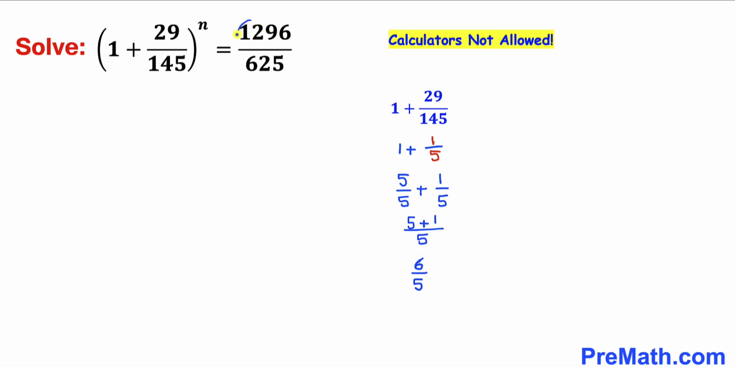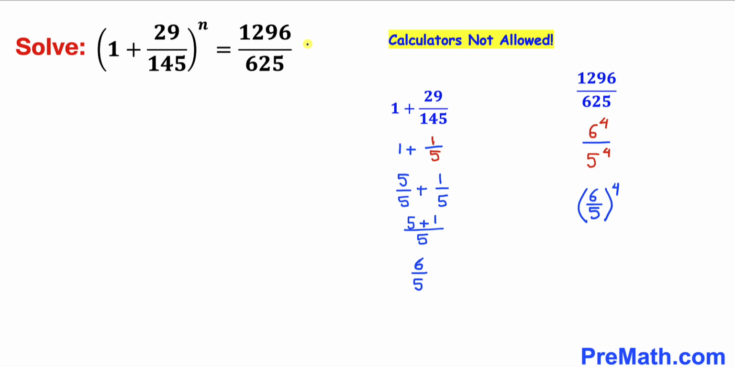And now let's focus on the right hand side. And here I have copied it down. Now we can see that this 1296 could be written as 6 power 4, and likewise 625 could be written as 5 power 4, as you can see in this next step. And now we can write this fraction as 6 divided by 5 whole power 4. So therefore this right hand side fraction has been simplified to this one.